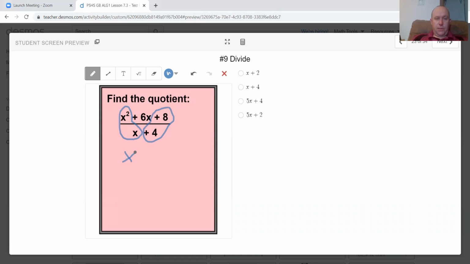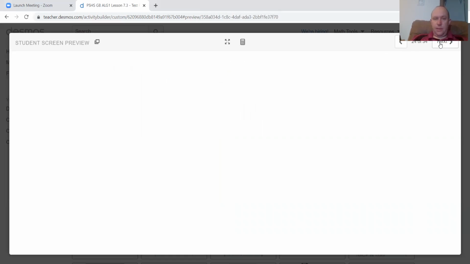X squared divided by x, 2 take away 1 is 1. So it's x to the 1. Positive 8 divided by positive 4 is positive 2. Of course, you don't need to say x to the 1. You can just say x.